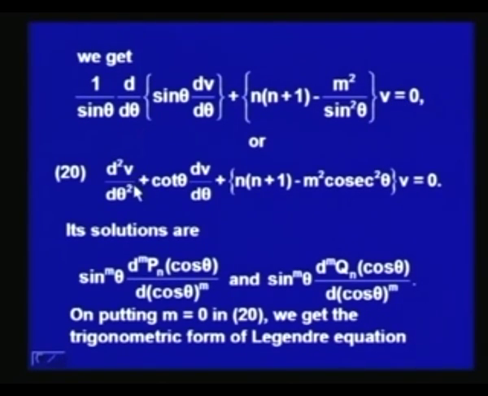Or we will have this d²v/d theta² plus cot theta dv/d theta plus [n(n+1) minus m²/sin² theta] v equal to 0, and hence its solutions are sin theta raised to the power m into the mth derivative of P_n(cos theta) over d(cos theta) raised to the power m, and sin theta raised to the power m into d^m of Q_n(cos theta) over d(cos theta) raised to the power m. If we put m equal to 0 in this equation 20, then we shall get the trigonometric form of the Legendre's equation.